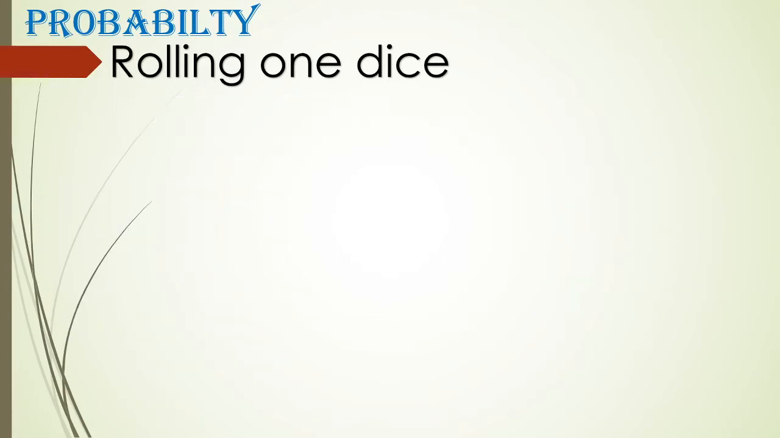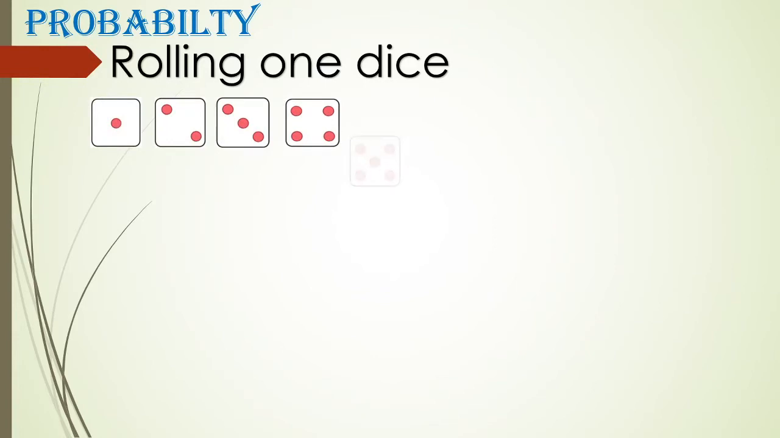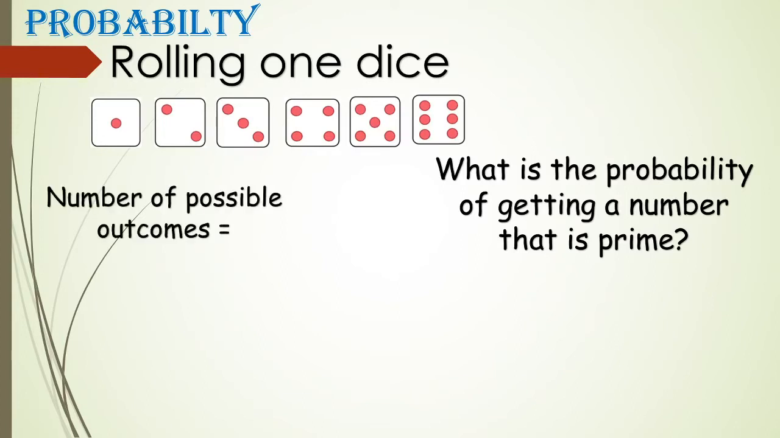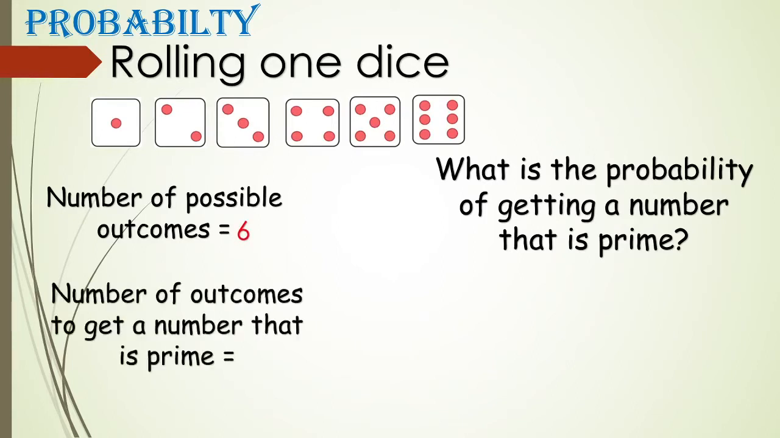Okay? Now, this time, let's roll 1 die again. These are the outcomes. Take note. What is the probability of getting a number that is prime? When I say prime, the total number of possible outcomes still stays the same. Okay? So, what are prime numbers?